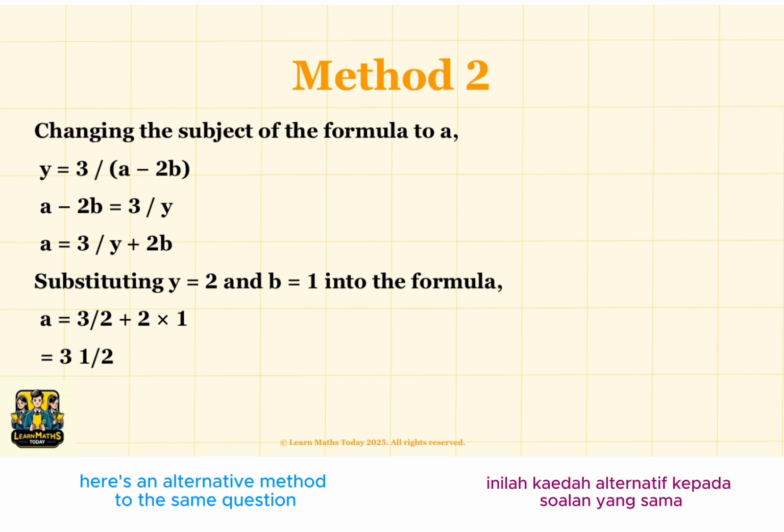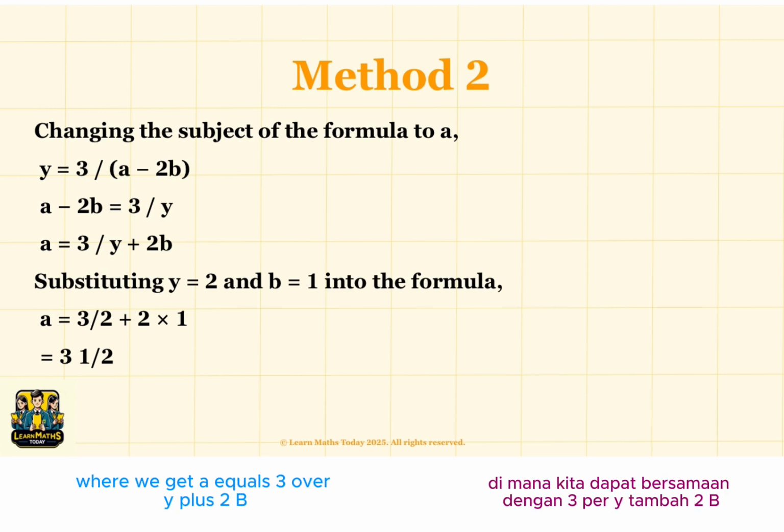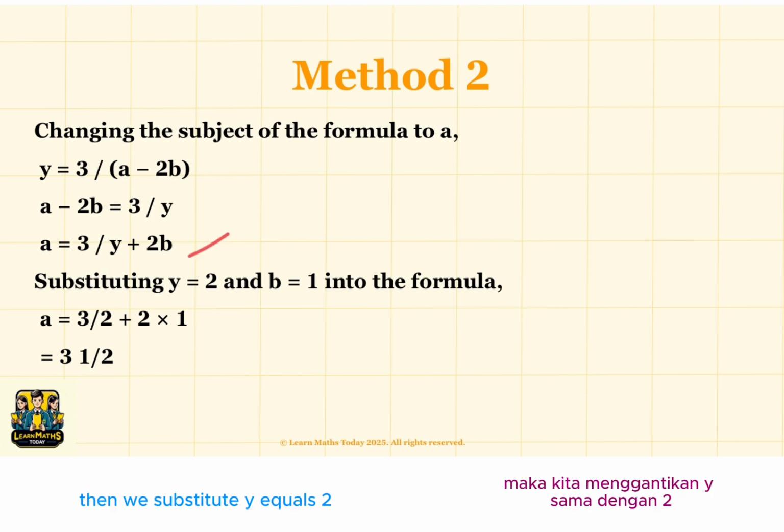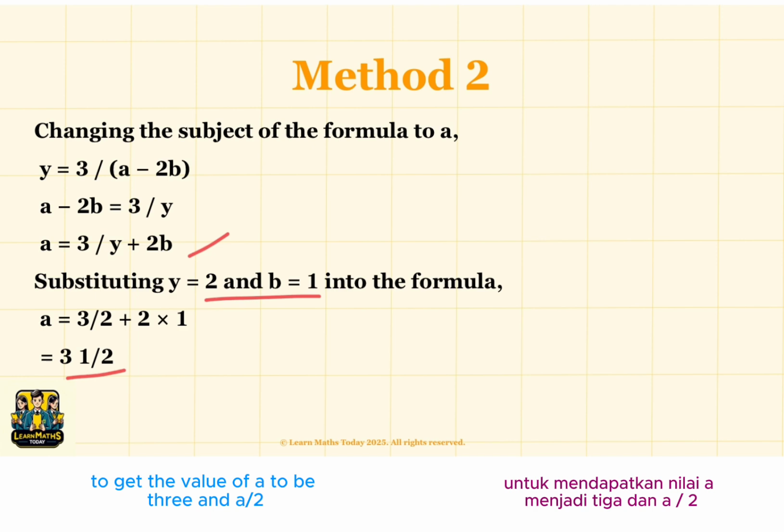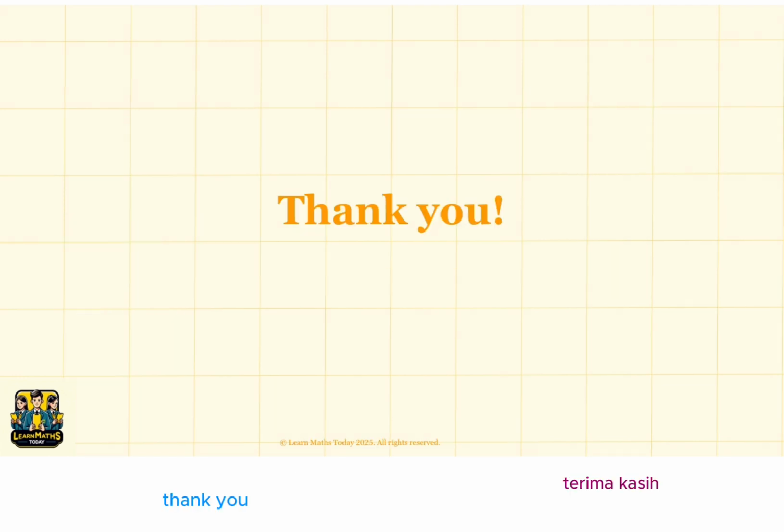Here's an alternative method to the same question. We first change the subject of the formula to a, where we get a equals 3 over y plus 2b. Then we substitute y equals 2 and b equals 1 into the formula to get the value of a to be 3.5. Thank you.